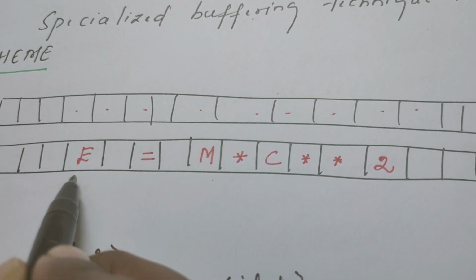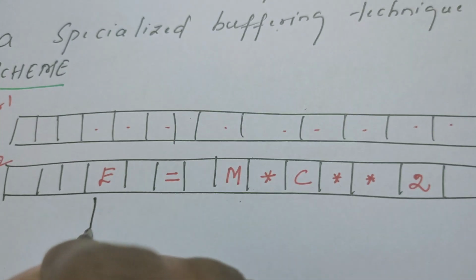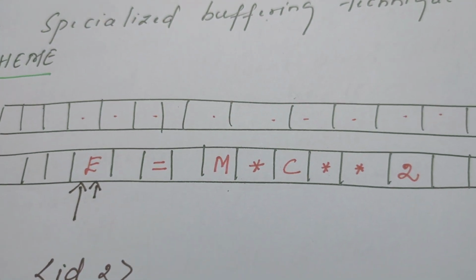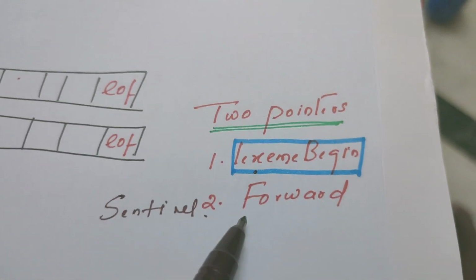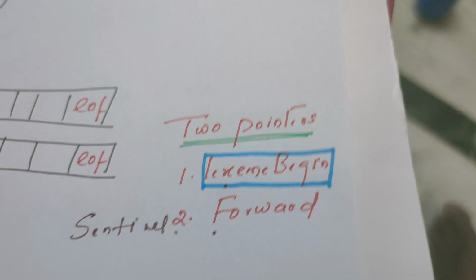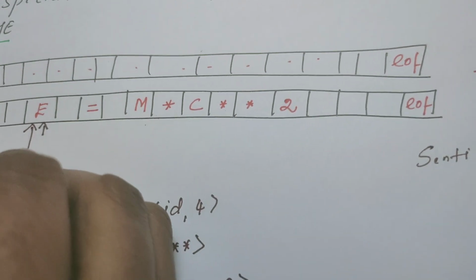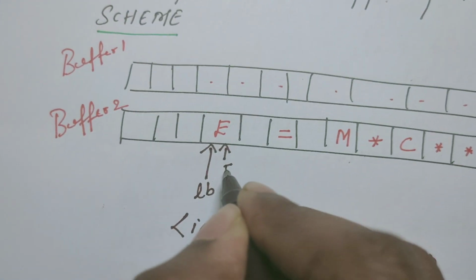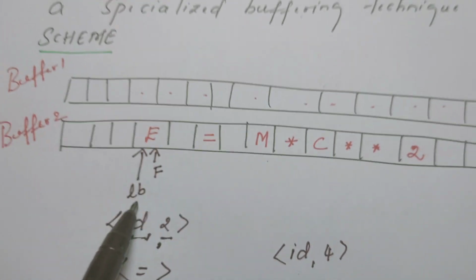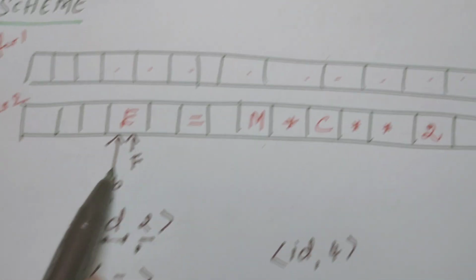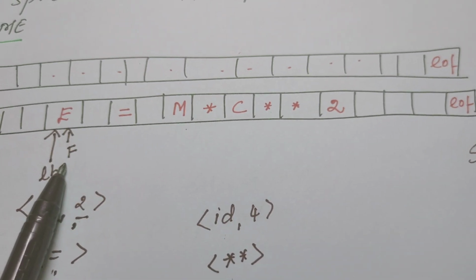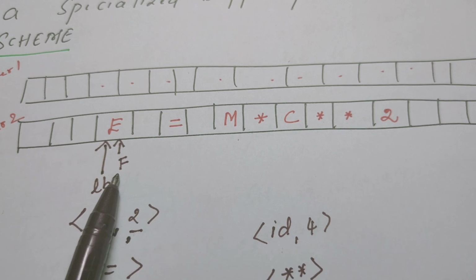Now the lexical analyzer reads, there are two pointers pointing to the same character. One pointer is lexemeBegin, another pointer is the forward pointer. So let me write it in a very short form. LB is lexemeBegin and this pointer is the forward pointer. This lexemeBegin pointer moves from one lexeme to another lexeme. Between the lexemes, this forward pointer scans the program.